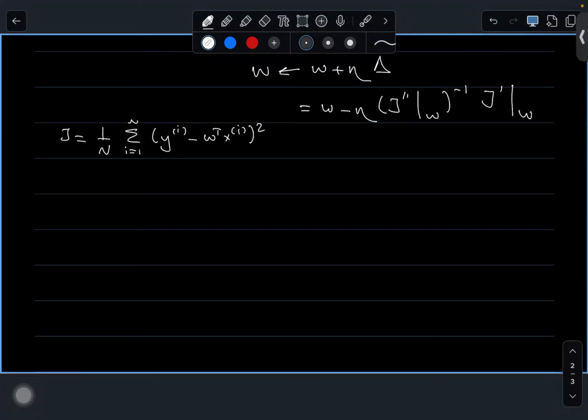This J here is a scalar. Now I'm going to find the derivative of J with respect to W. This becomes a vector of D by 1, where W is a D by 1 vector. So let's find the derivative of this. This becomes 2 over n. Let's find the derivative of the inside with respect to W.